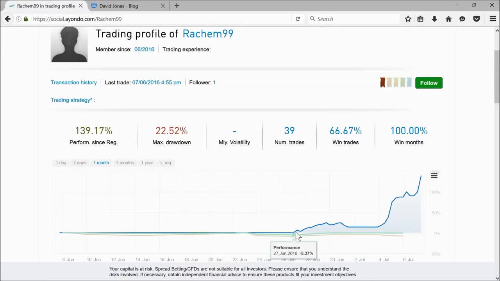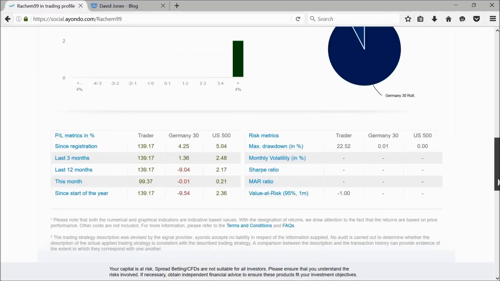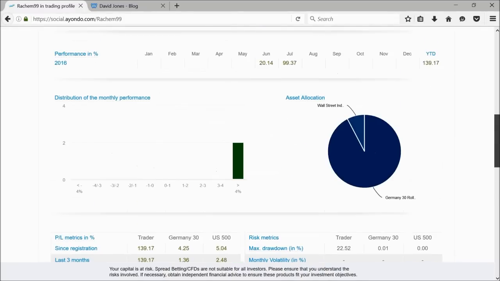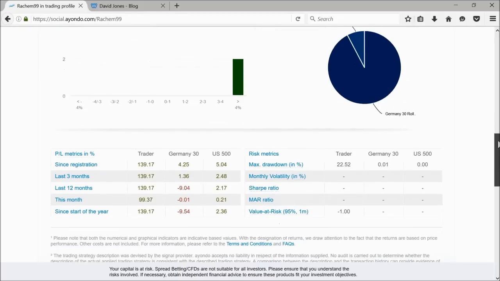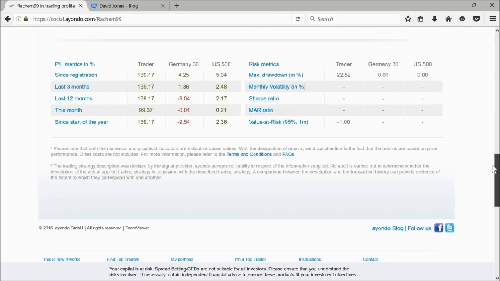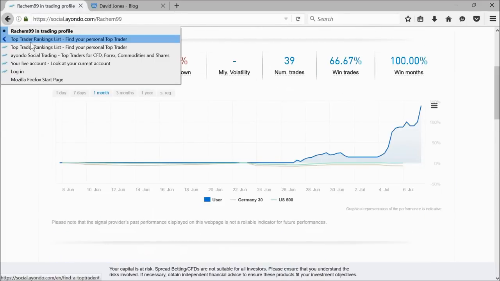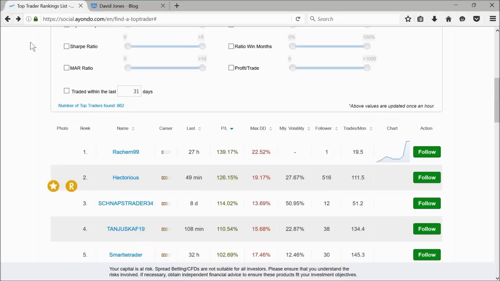So for me, that's an impressive performance. It's maybe not much of a track record so far, but we can scroll down and we can see, there we go, June 20% return, July 99% return, maybe taking on quite a lot of risk to get those sort of numbers. And you can scroll down and see some further details, what they've been trading, where they've made their money. Okay, but let's go back to our list. So we'll leave that one alone for now. Let's go back to our list and see if we can find someone else.